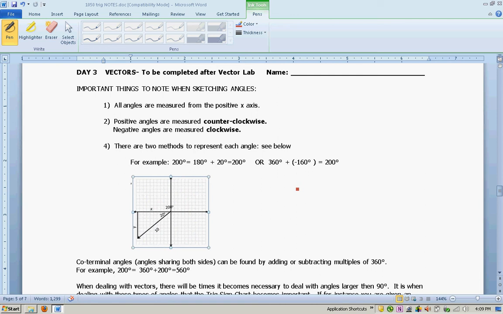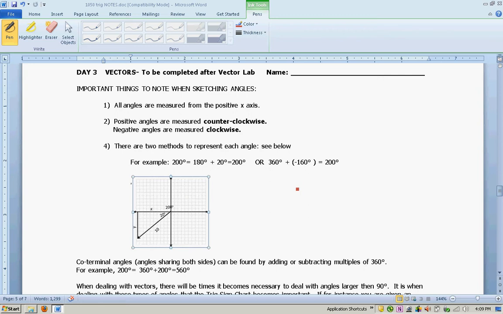Okay, this is day 3, vectors, to be completed after the virtual vector lab. So you should have already completed the vector lab, and that should have given you some good background in writing vectors in terms of their x and y components, and also writing them in polar notation, which is r, the length of the resultant, and then theta, the measure of the angle. Now we're going to deal a little bit more with measuring angles.